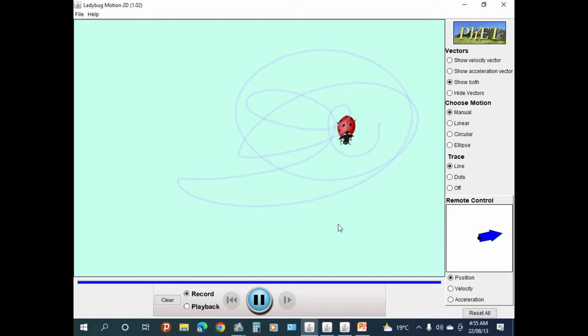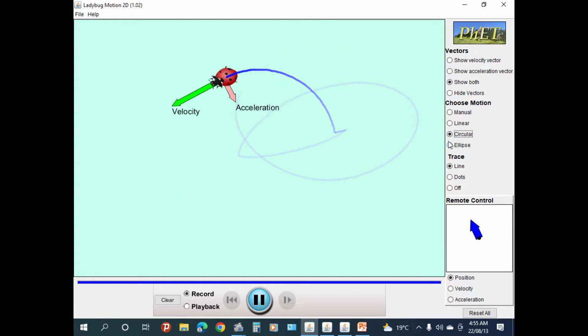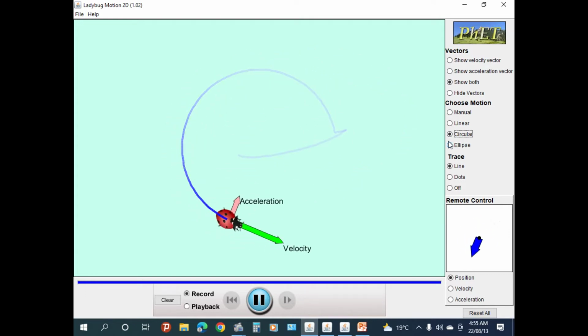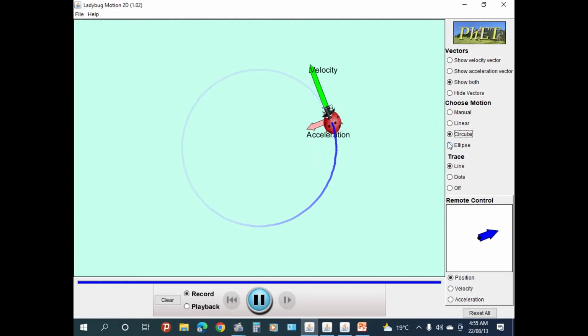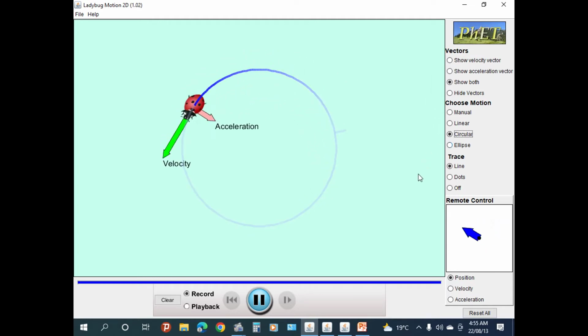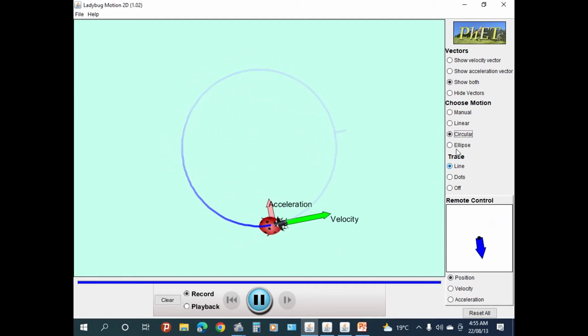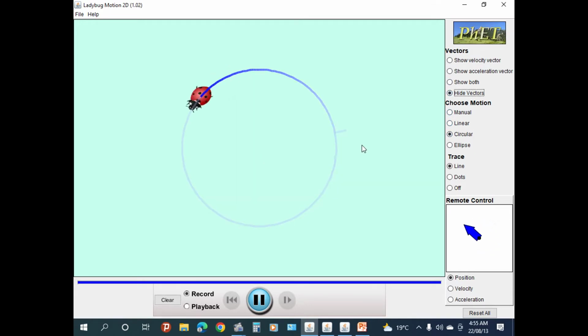Now today's lesson is rotational kinematics. That is angular velocity and tangential velocity: how to get the angular velocity, and how to get the tangential velocity of an object that is revolving or rotating in a circle.